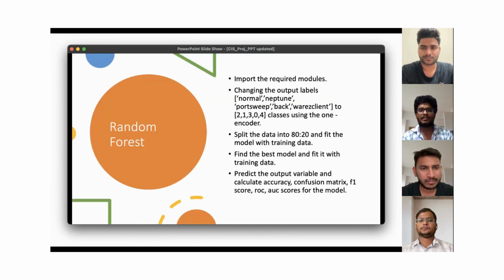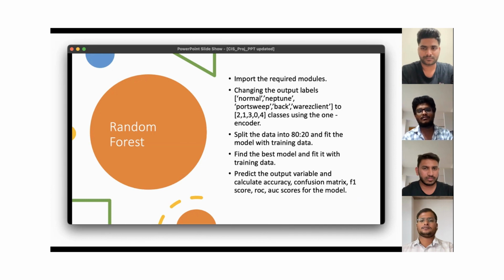And coming to random forest, random forest is an ensemble learning method that combines many classifiers to provide solutions to complex problems. It is the best model out of all the different models compared. It is the best model, which is universally proven. So we tried fitting the random forest to the data set.